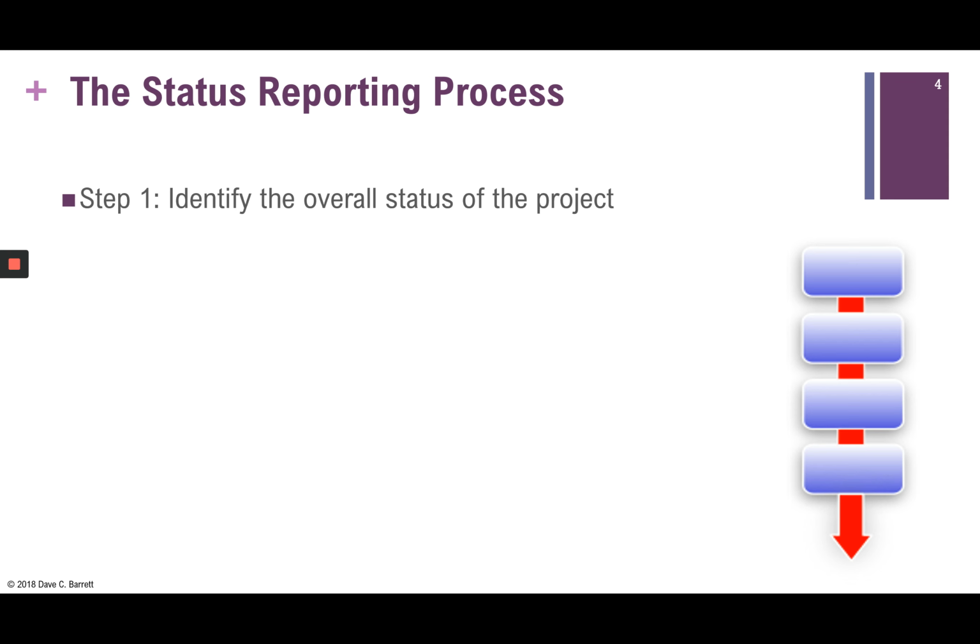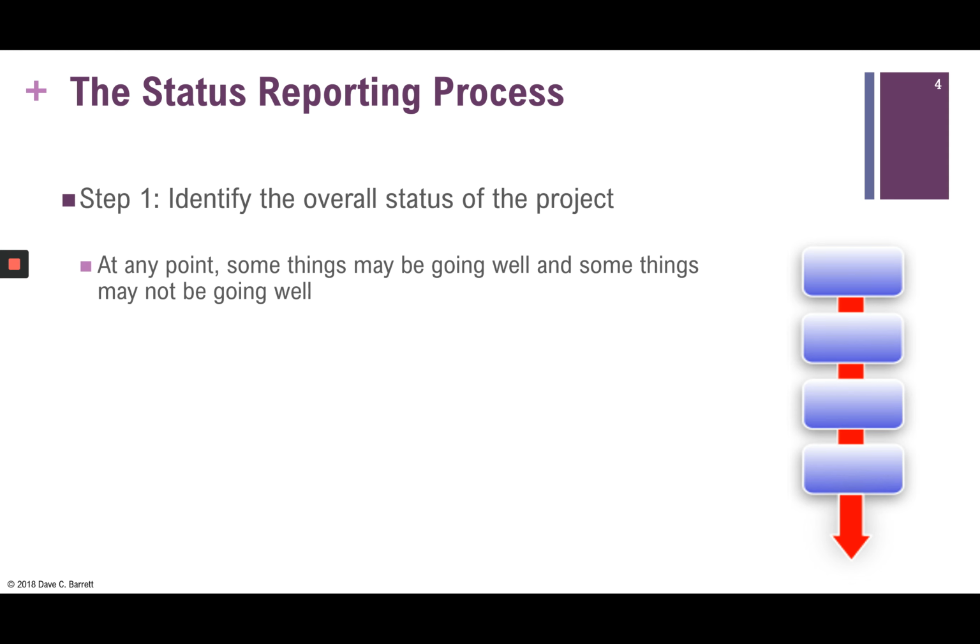So step one is to step back and look at the overall status of the project. At any point in time, some things may be going well and some things may not be going well. So it's a collection of good things and bad things, hopefully more good than bad, but it varies from project to project. An assessment is made to determine whether the project is in one of three states.